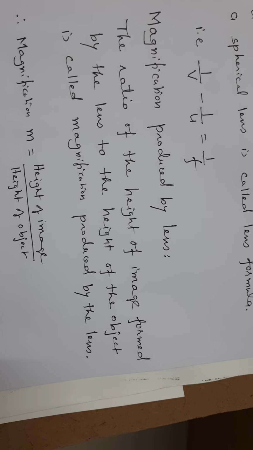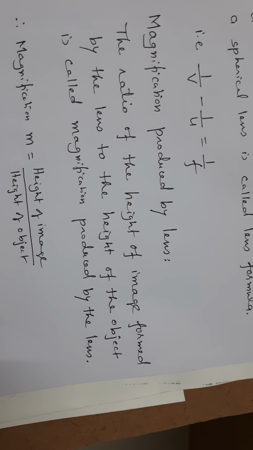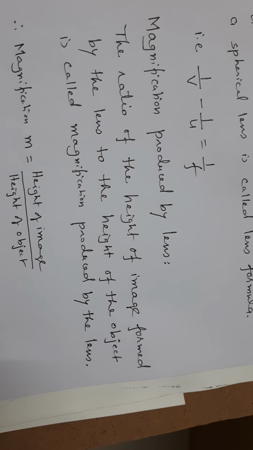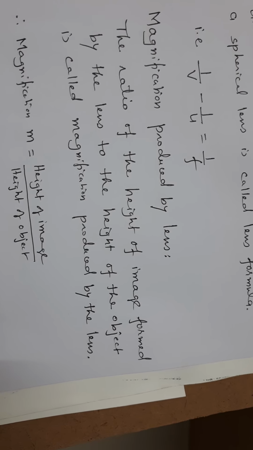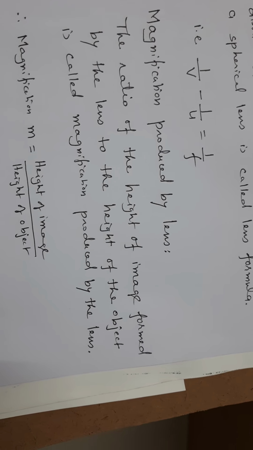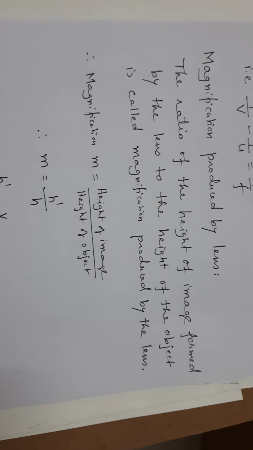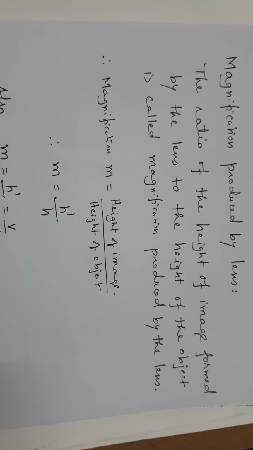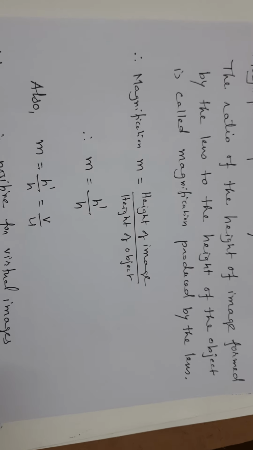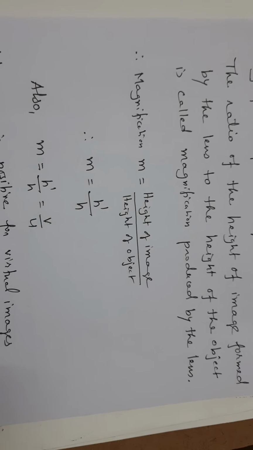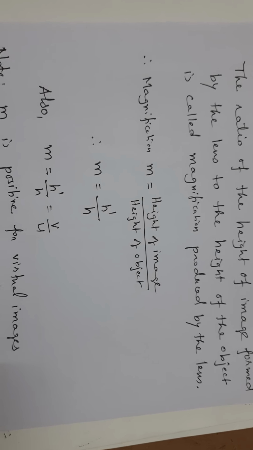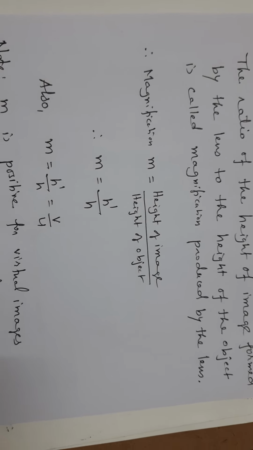The ratio of the height of the image formed by the lens to the height of the object is called the magnification produced by the lens. Magnification m, that is height of image to height of object, which we write as h dash upon h. In terms of v and u, we have m is equal to v upon u.